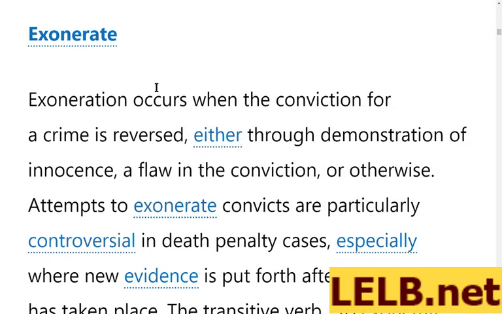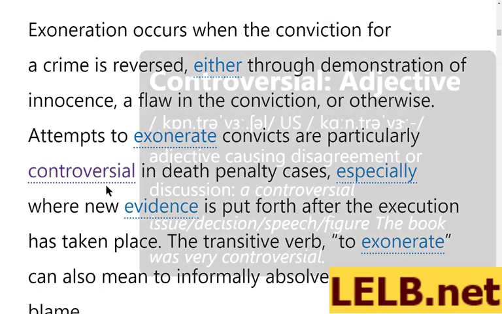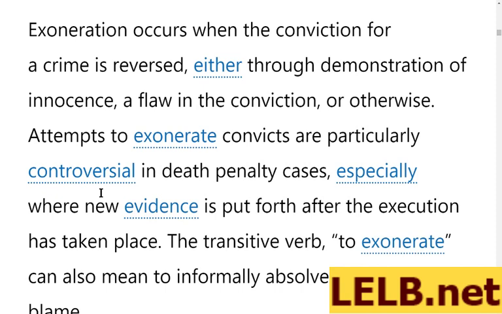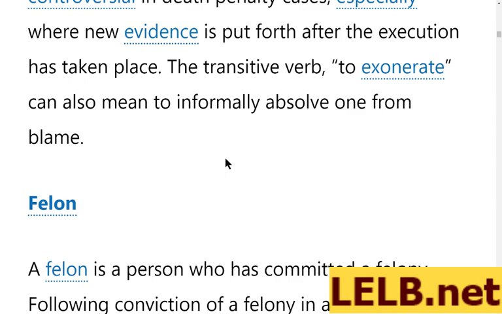Exoneration occurs when the conviction for a crime is reversed, either through demonstration of innocence, a flaw in the conviction, or otherwise. Attempts to exonerate convicts are particularly controversial in death penalty cases, death penalty execution, or actually killing somebody, capital punishment also you could say, especially where new evidence is put forth after the execution has taken place. The transitive verb to exonerate can also mean to informally absolve one from blame. Absolve means forgive.